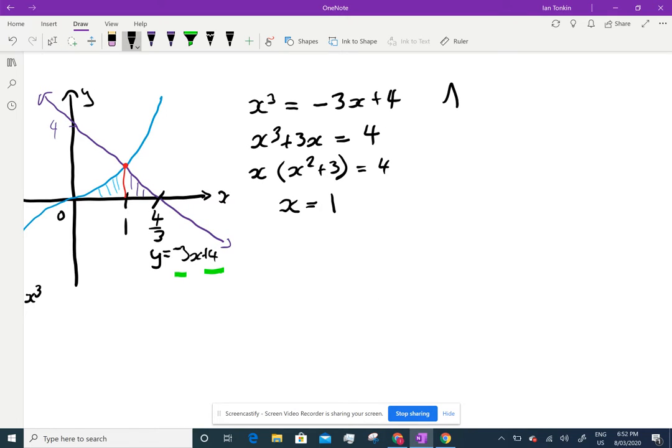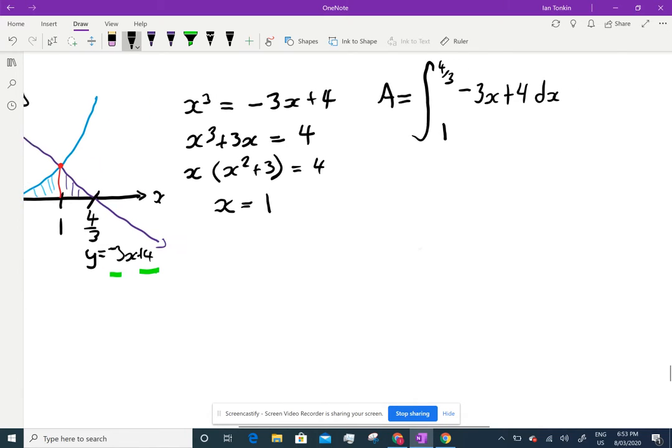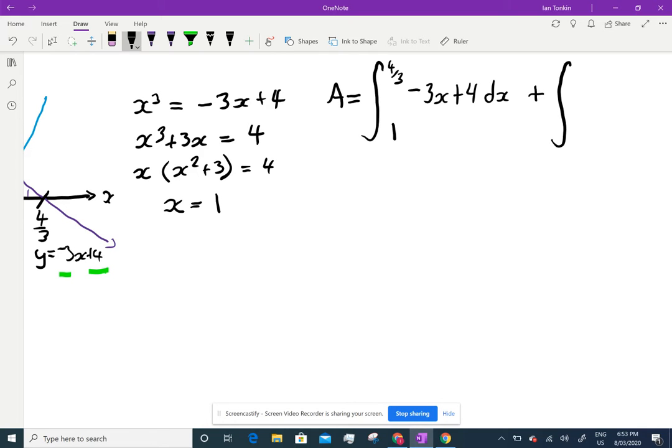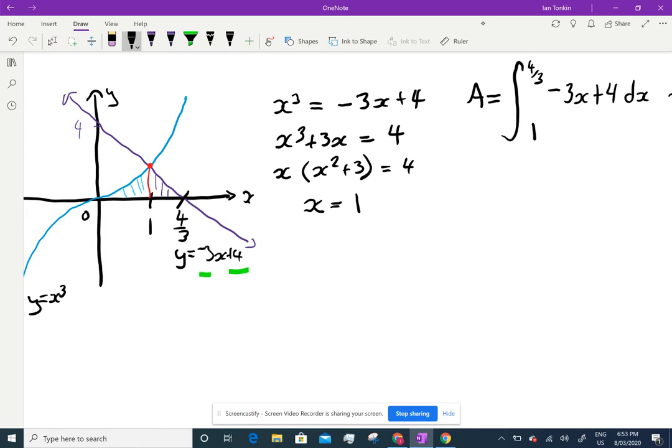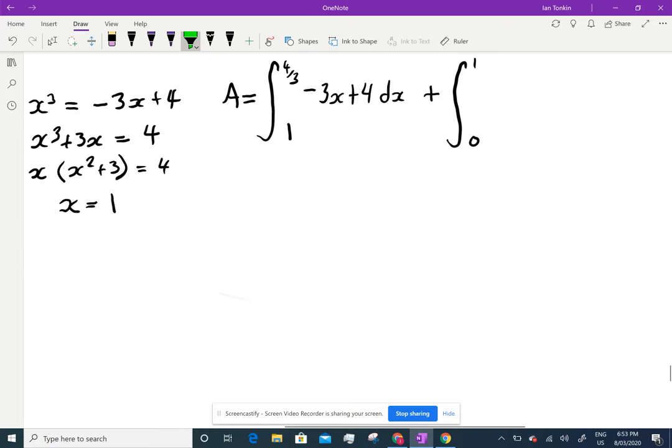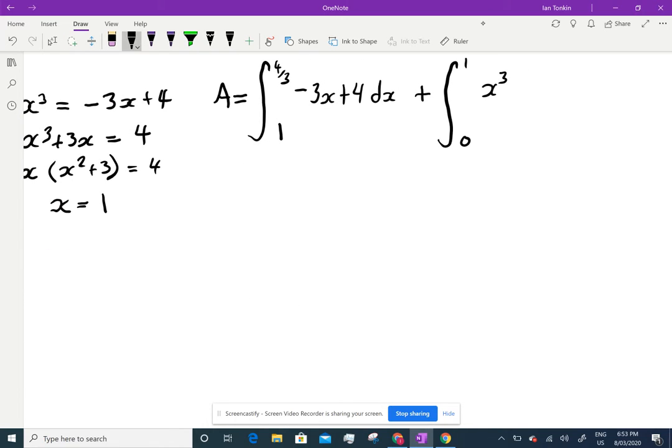So the area, this is a sum. We're going to add those two areas. So let's do the purple bit first, from 4 on 3 to 1, under this purple curve, minus 3x plus 4 dx. And then I have to do the bit under the blue. So I'm going to add from 1 to 0, because it's this bit here under the x cubed curve. Now, I integrate this first bit, and again with the integration, I add 1 to the power: minus 3x squared over 2 plus 4x.